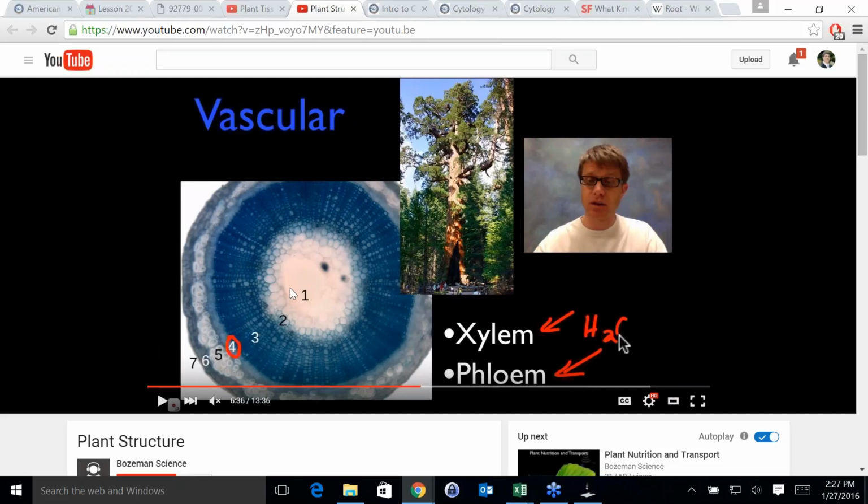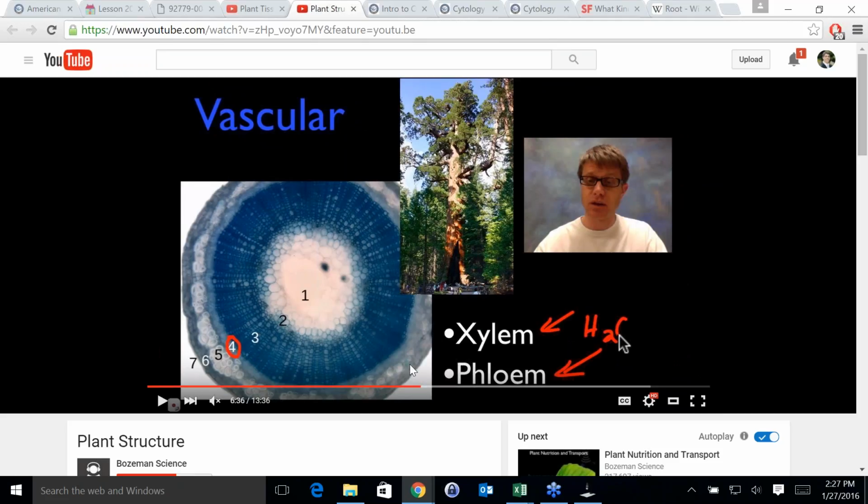And the phloem helps to move sugars up and down throughout the plant. And without the phloem, I guess the plant would die because it wouldn't have any way to provide nutrients for itself. Mm-hmm.